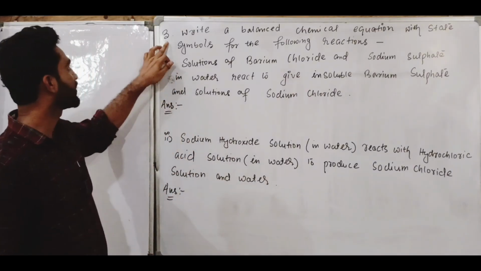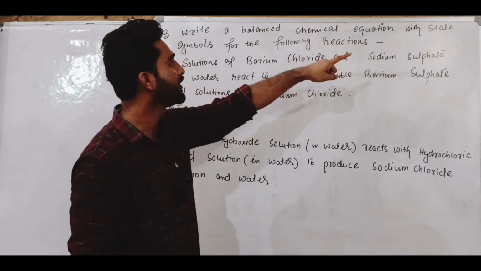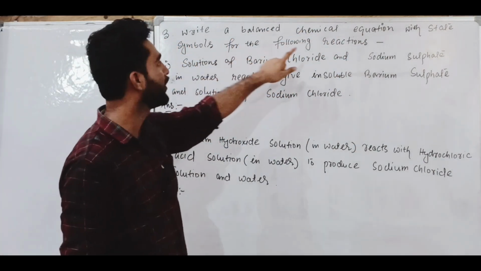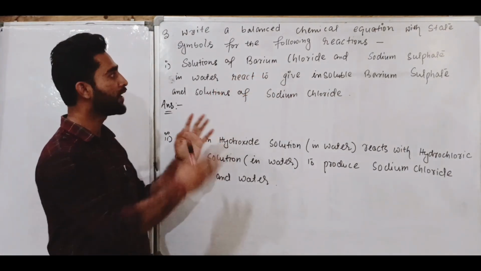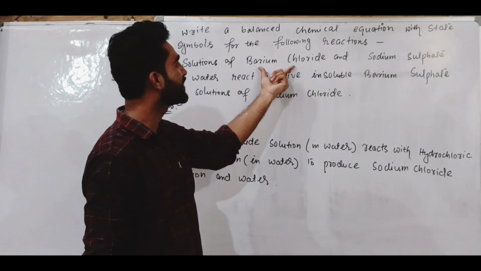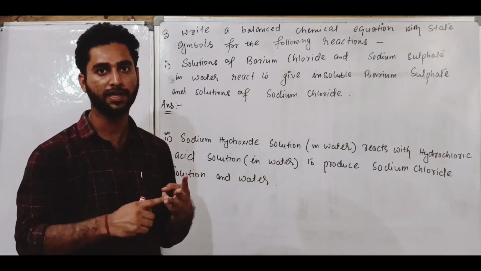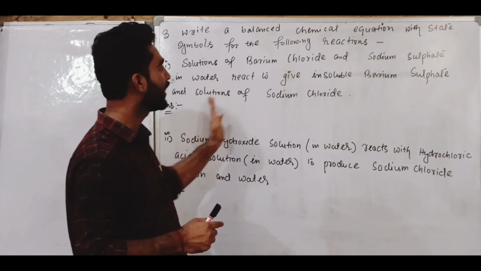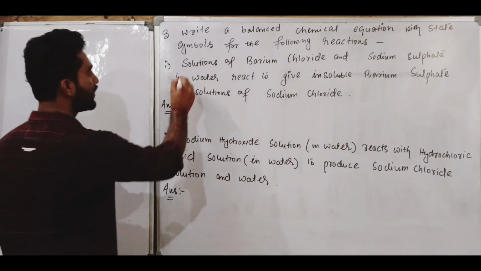Okay, now let's see question number 3. Write a balanced chemical equation with state symbols for the following reactions. Means here in this equation, whatever the compound or the molecule is given, in which state is given, we have to write. Either in solid state, liquid state or aqueous state, we have to write, and then we have to balance the chemical equation.